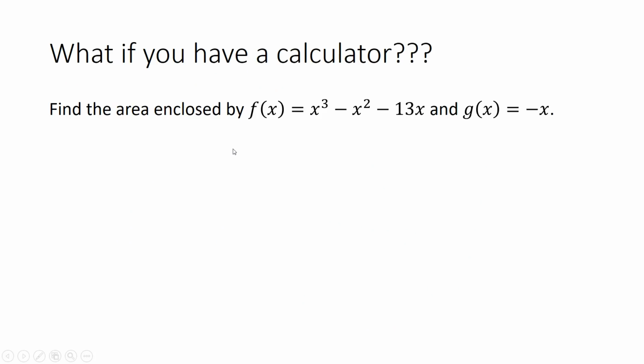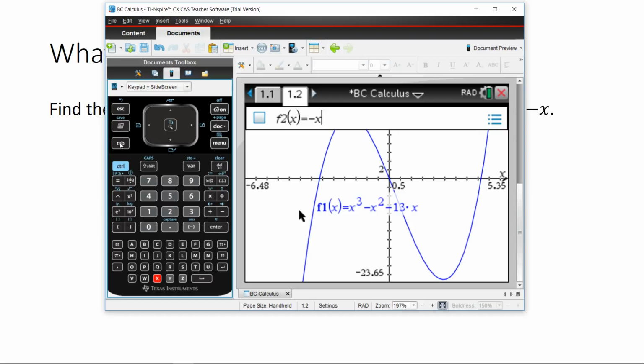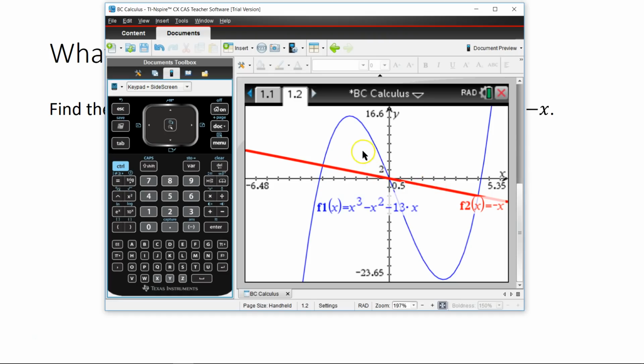Okay, so now we're going to graph our other one, negative x. So I'm going to go to tab. Tab, remember, is going to open me another window here. So I'm going to do negative x. Okay, so they're looking for the area enclosed between these two graphs. So we have this area right here and this area down here. So notice that the top function changes.